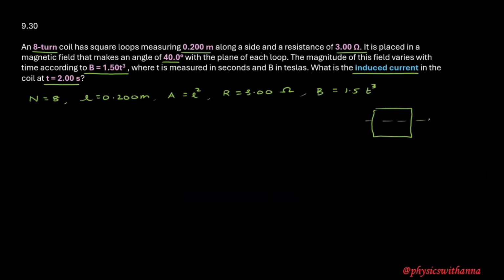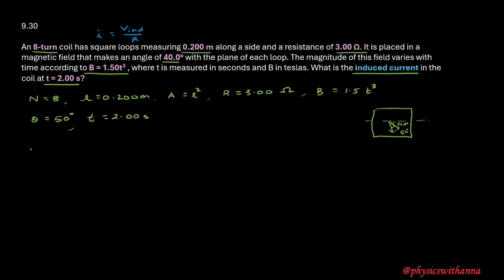So if this is the plane of the loop, the magnetic field is making an angle of 40 degrees with the plane. So with the area vector, it will make an angle of 50 degrees. So I can write my angle theta to be 50, which is 90 minus 40. We need to find what is the induced current at time t equals 2 seconds. Now, induced current I can be found by dividing induced EMF with the resistance R. So first we will find V induced and then calculate the current.